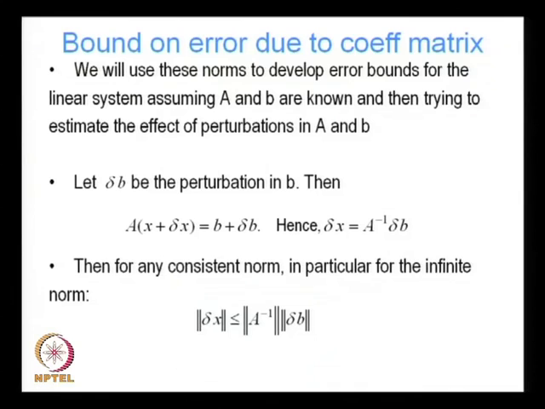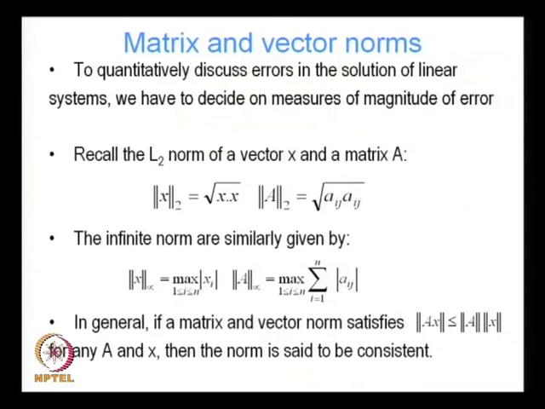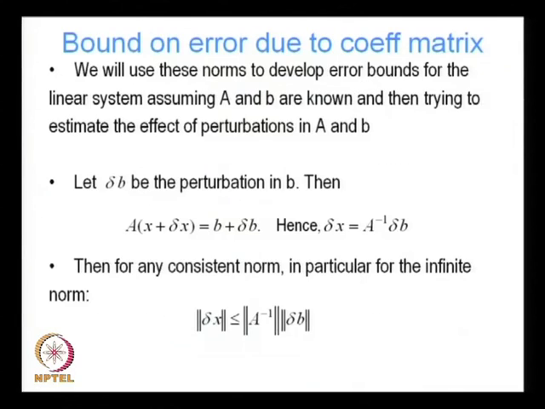And for any consistent norm, recall how we have defined consistent norm here. So, for a consistent norm, this has to be true. So, norm of delta x is equal to norm of A inverse delta B, and norm of A inverse delta B must be lesser than or equal to norm of A inverse times norm of delta B, since my norms are consistent norms.